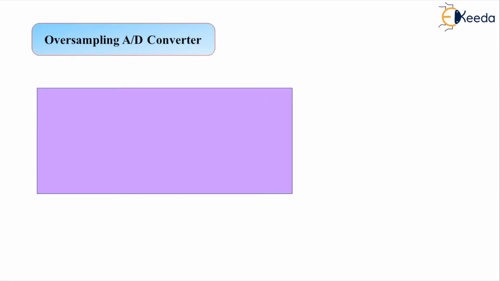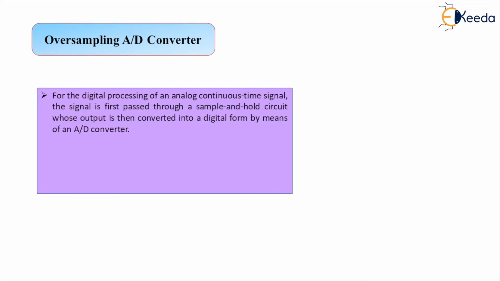So here we can start with our topic, titled Oversampling A to D converter. As far as the digital processing for analog continuous time signal is concerned, we know that to make it into the digital domain, the signal, which is basically in the analog or continuous time signal domain, is first of all to be passed through the sample and hold circuit, and the output of this sample and hold circuit is further converted into digital form with the help of an A to D converter.